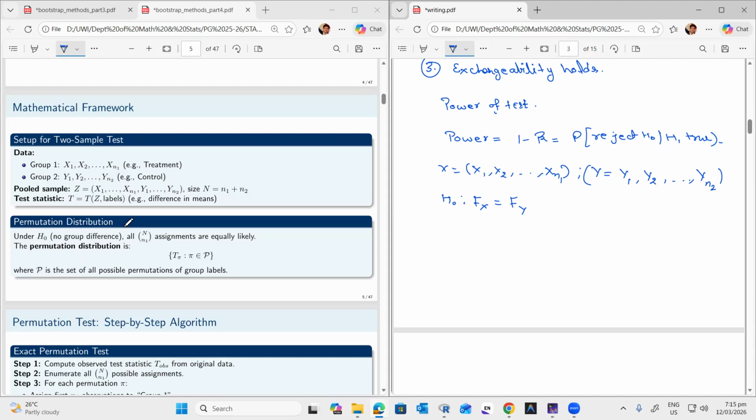Now we come to the mathematical framework of this method. We have two groups here: group 1, x1, x2, up to xn1, and group 2, y1, y2, up to yn2, treatment and control. Pool the samples and find the t statistic there, like the differences that I told you earlier. All these steps I told you in the previous one.